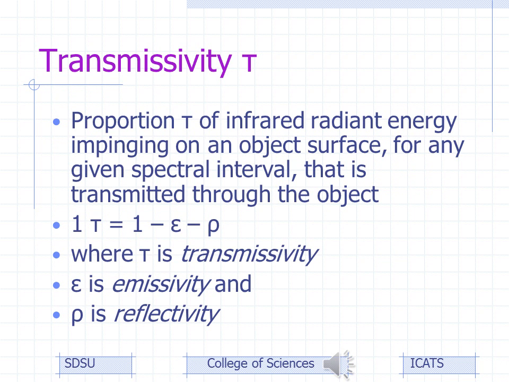Okay, transmissivity. What is tau? It's not Tao. For those of you in religious studies, it's tau. Okay, the portion of transmissivity of infrared radiant energy impinging on the subject's surface for any given spectral interval that is transmitted through the object. So the transmissivity is 1 minus the emissivity minus the reflectivity. Okay, so tau is the transmissivity, emissivity, reflectivity, respectively.